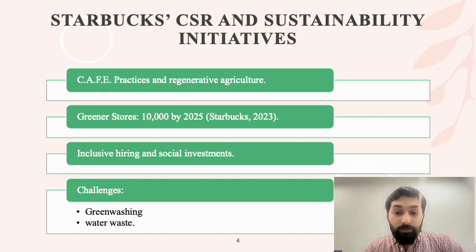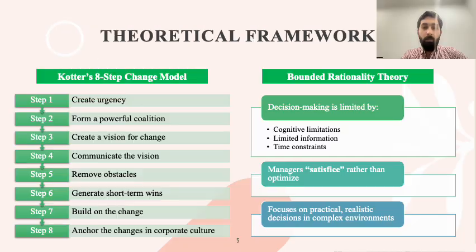The company also hires immigrants, young jobless people, and others to help underserved populations. Starbucks, however, has difficulties even with this success. Some observers criticize the excessive water use in coffee manufacturing. Others say its green marketing efforts are overstated, a problem called greenwashing. These criticisms draw attention to the requirement of openness and constant development.